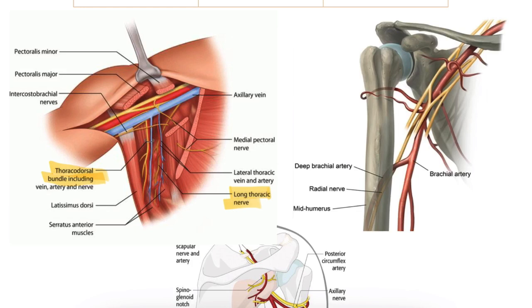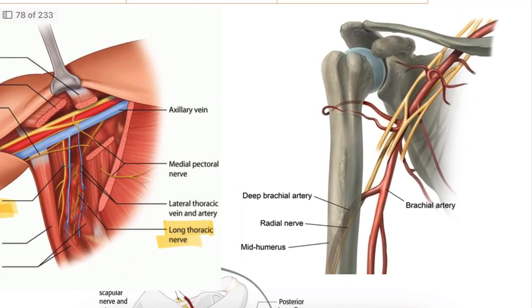If there is injury during breast surgery or axillary lymph node dissection, the patient will get winged scapula, which means the serratus anterior muscle will be paralyzed. That's why this is very important. Okay, next one.